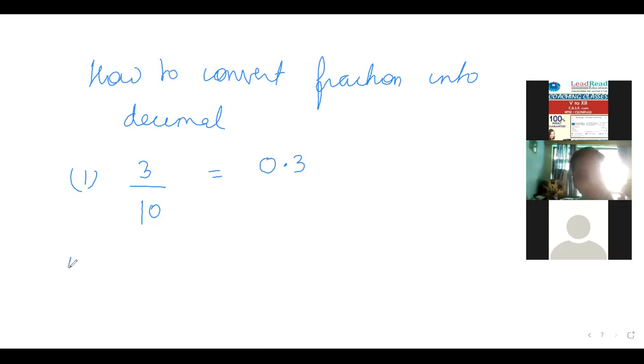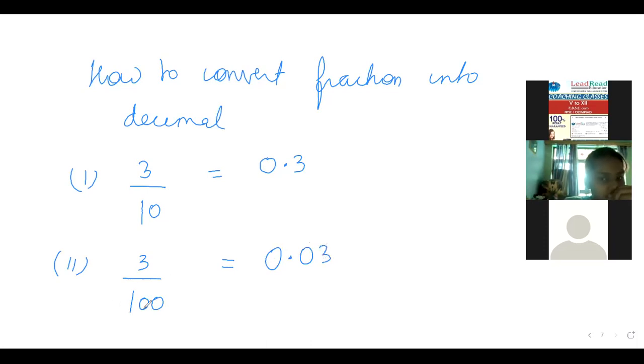So I'm giving you more examples. If I write 3 upon 100, then it becomes 0.03. See, there are two zeros, so I have to take 2 digits after the decimal. How can I take 2 digits? I substitute 0 before 3. So it is 0.03.